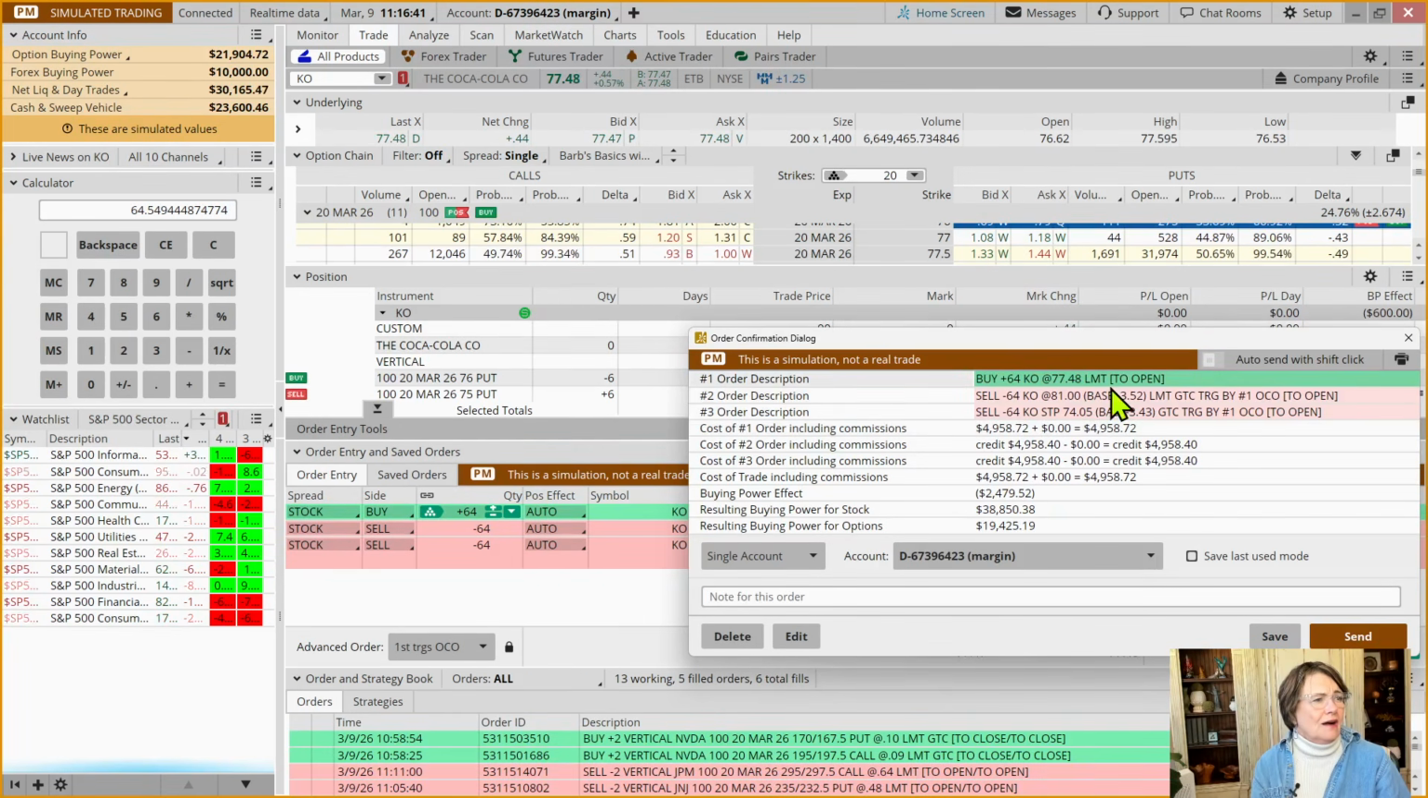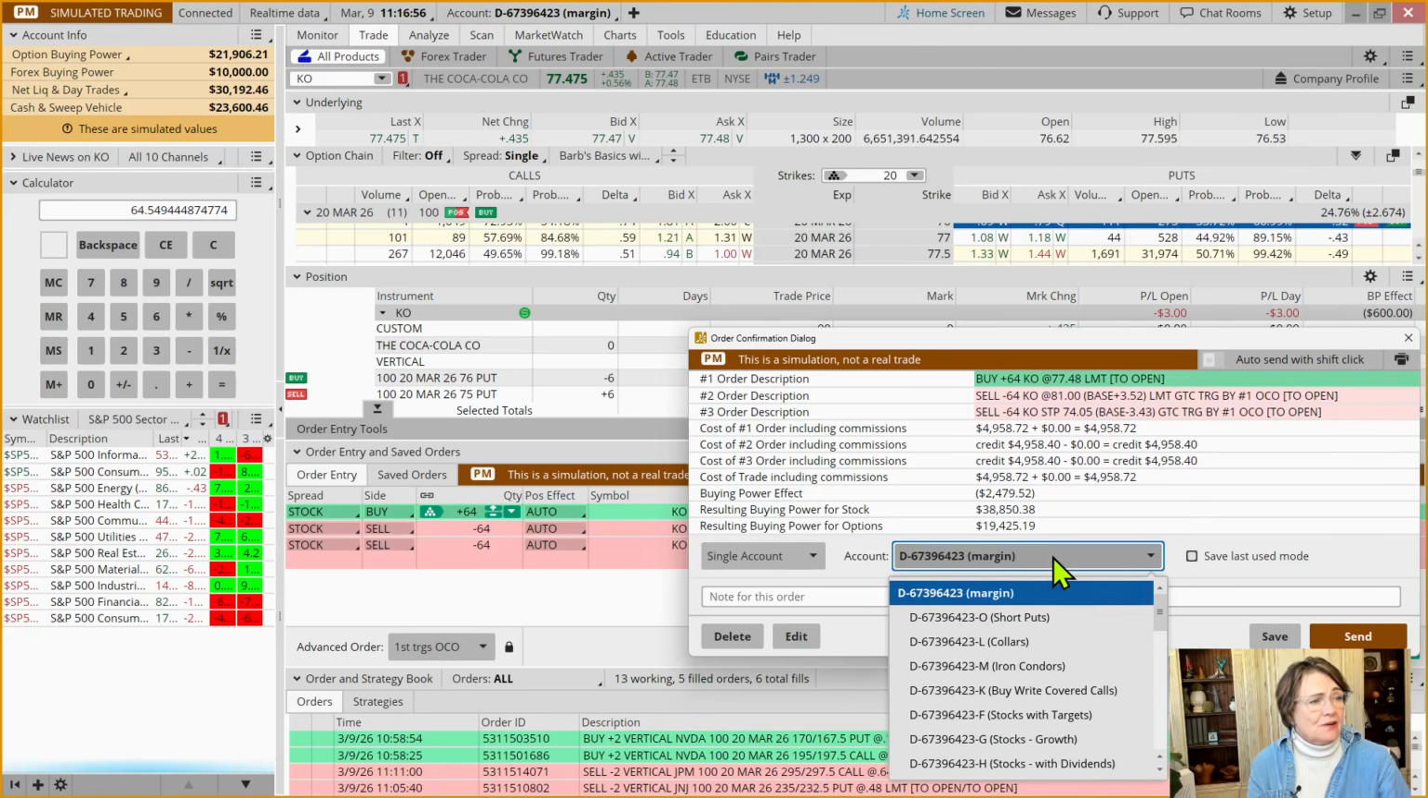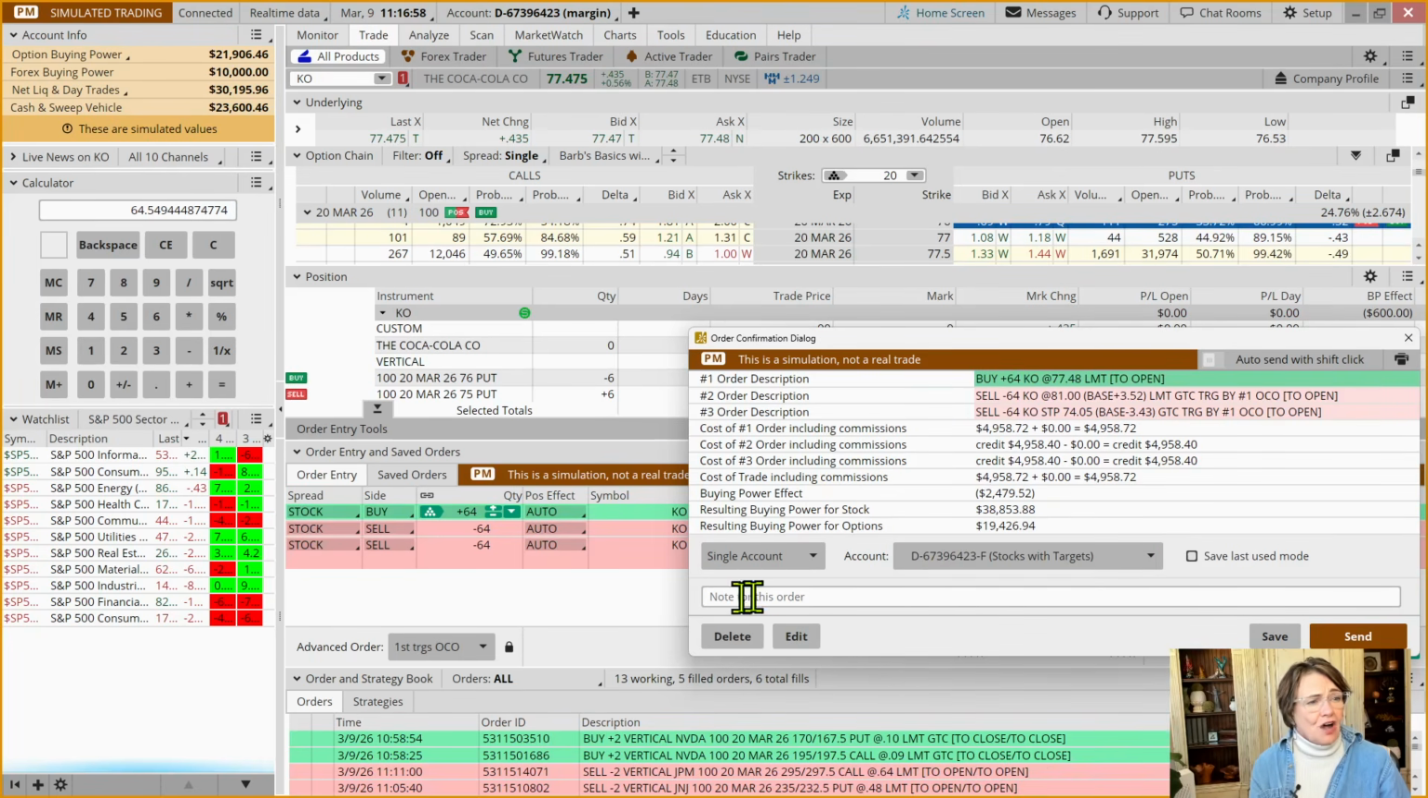So this is a 1-to-1 risk reward ratio, but there is no guarantee. If it gapped up, we could end up with more profit. If it gapped down, we could end up with a bigger loss. So we have to take that into account also. So this is a stock with a target, and we're going to compare this to our short put vertical trade.